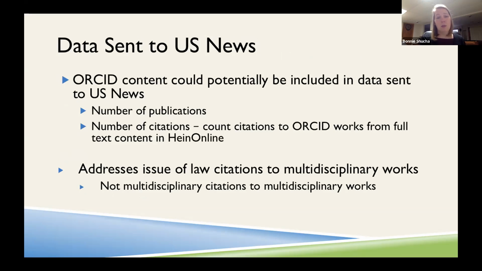It also includes the number of citations to those publications, right? According to Shane, what they're trying to do is count citations to those multidisciplinary works from ORCID from full text content in HeinOnline. So it addresses the issue of lost citations to multidisciplinary works. If metadata is getting pulled into HeinOnline, it allows HeinOnline to say, okay, here's this law review article that cited this multidisciplinary work. And in theory, that citation would then be counted.